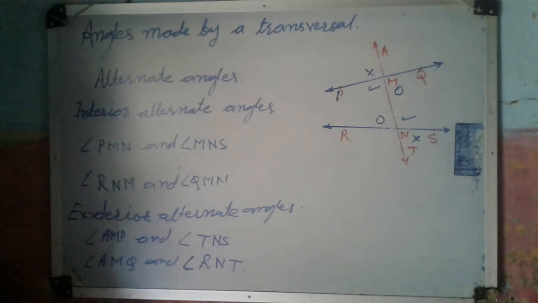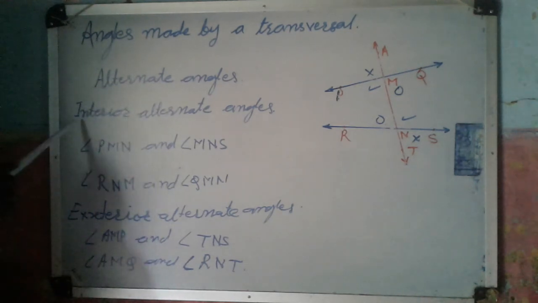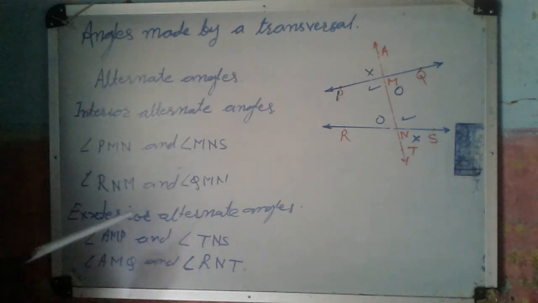In this way, you can group angles formed by two lines and their transversal in these groups. That means corresponding angles, interior angles, alternate angles. Now alternate angles are also grouped in two groups. The first group is interior alternate angles and the second is exterior alternate angles. In this way we can identify the pairs of angles.